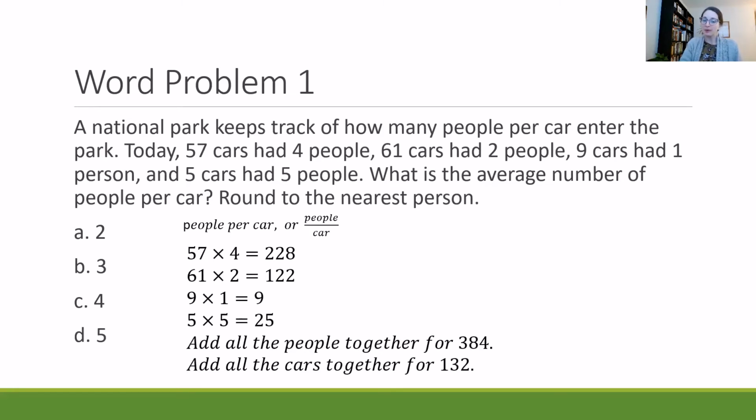So now I know my number of people and my number of cars, and I can now get an average from that. So again, if I plug in the people over the top line and the cars under the bottom of the line, then I will get 384 divided by 132. And the average then is 2.9 people per car. Now we know that you can't have 0.9 of a person, so we need to round that. And because it's 0.9, anything 5 or above in that decimal place goes up, which means it'll make it just an even 3.